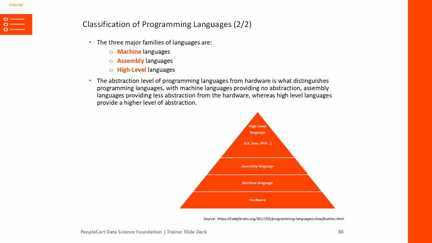So the level of abstraction increases when you move from bottom to top. The abstraction level of programming from the hardware is what basically distinguishes the programming language. Machine languages do not provide any abstraction because you directly interact with your hardware. Your assembly language provides some level of abstraction from the hardware because you have machine language in between, and the highest level of abstraction is provided by the high level language.